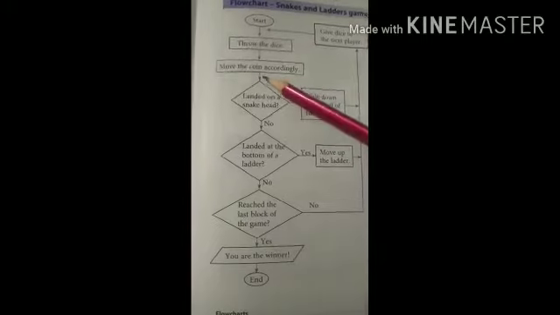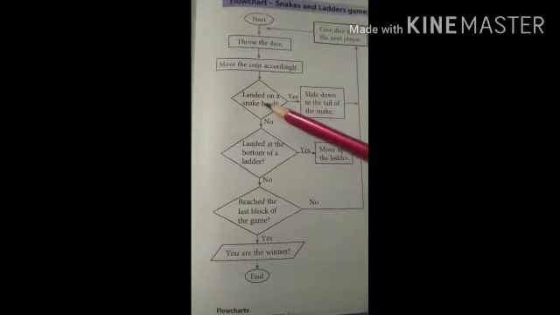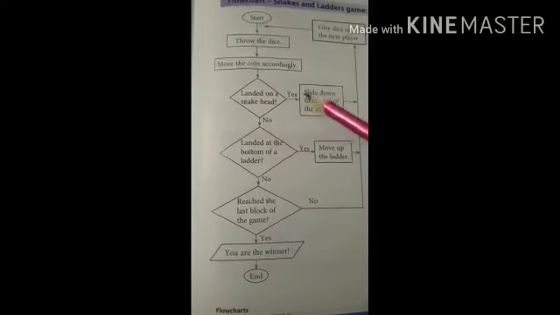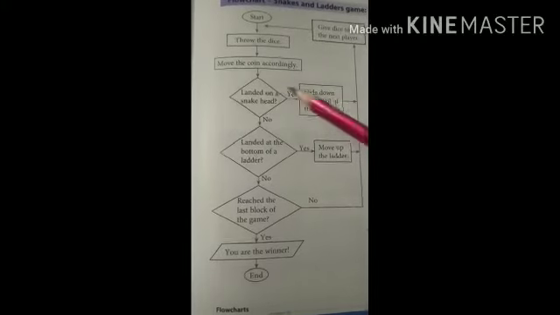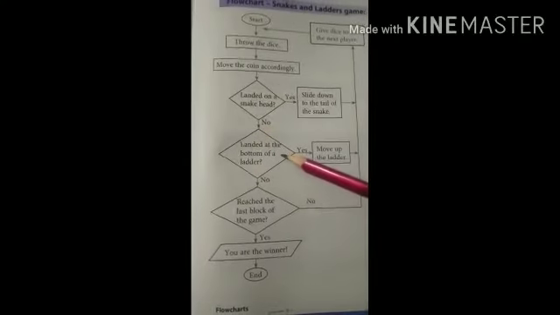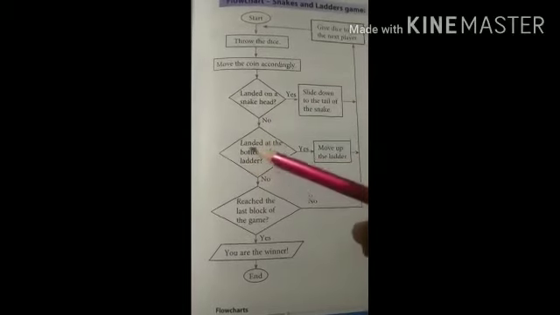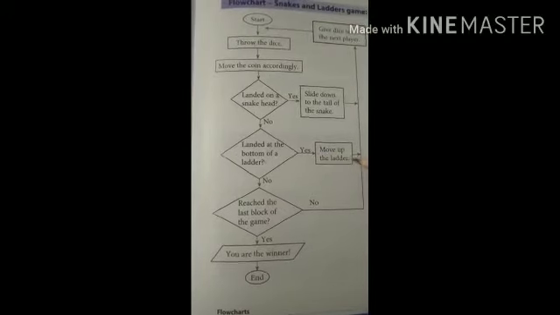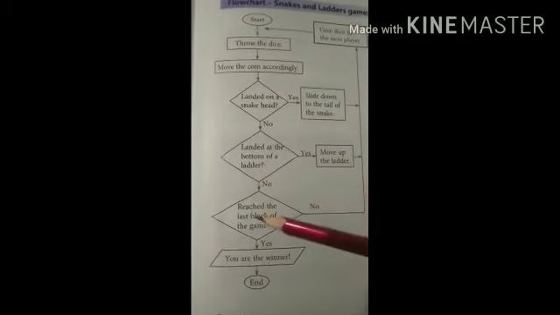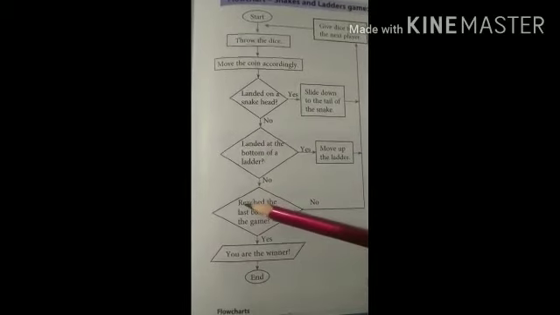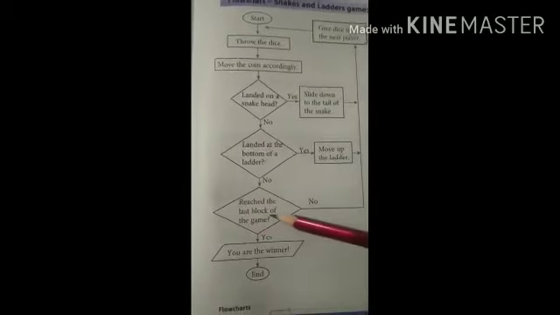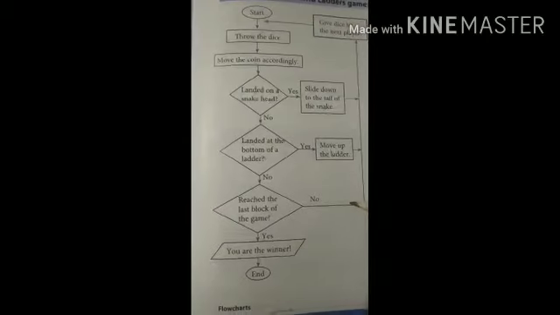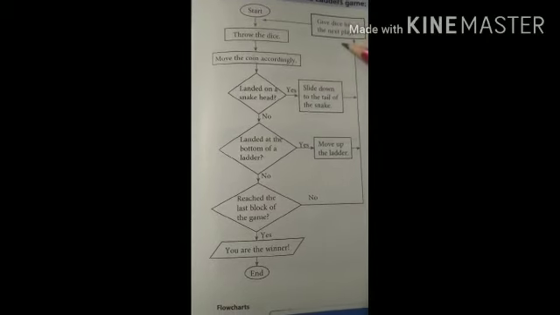After moving the coin, we check the condition. The condition is, if a coin lands on a snake head. If yes, we slide down to the tail of the snake. If no, then we check another condition, if a coin has landed at the bottom of a ladder. If yes, then we move up the ladder. If no, then we check another condition, if we have reached the last block of the game. If yes, then you are the winner. If no, then we give the dice to the next player.